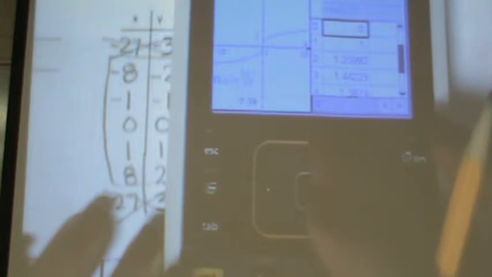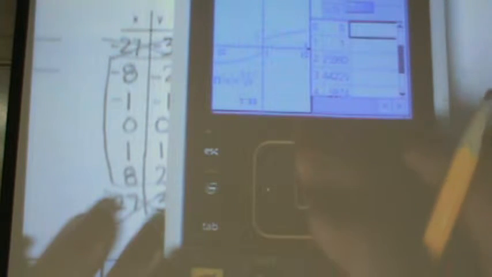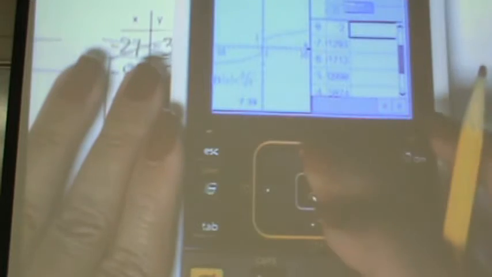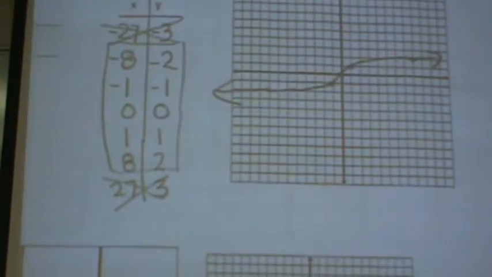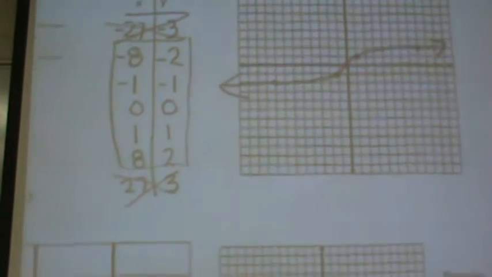Now let's see if our numbers are right. What was the first one we got? Why does it do that? It locks. There you go. 8, there you go. There's 8, -8. Does anyone know why it does that? Anyways, -8, -2, and if you scroll down, you'll see your other points. It freezes on me. So now, memorize these: -8, -2, -1, -1, 0, 0, 1, 1, 8, 2.